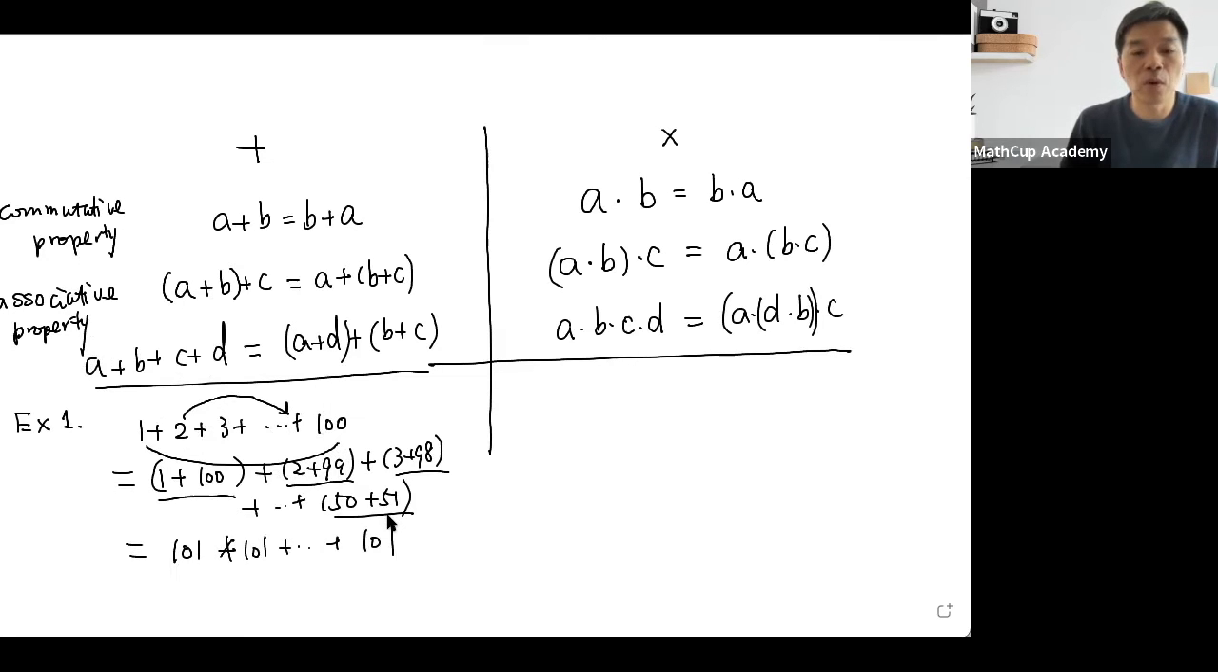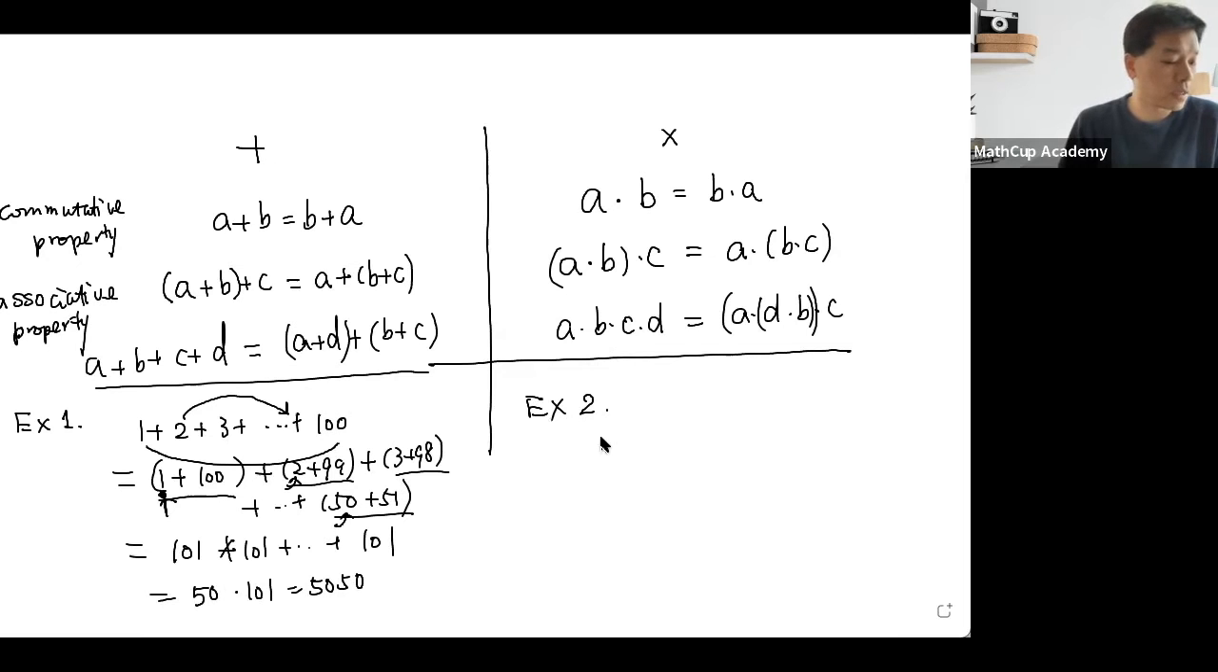How many such 101s? If you look at the index, the first 101 is associated with the 1. The second is associated with the 2. The 50th one is associated with 50. So there are 50 such things. So 50 times 101 equals 5050. That's the sum. Or in multiplication, let's look at an example as well.